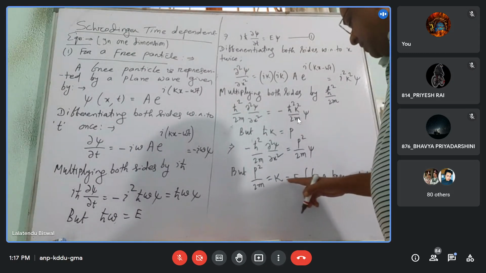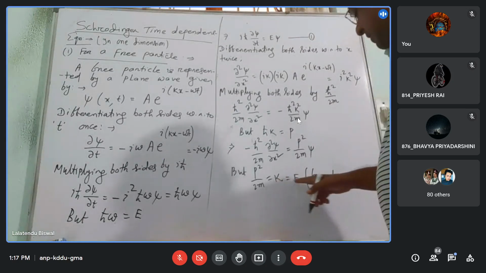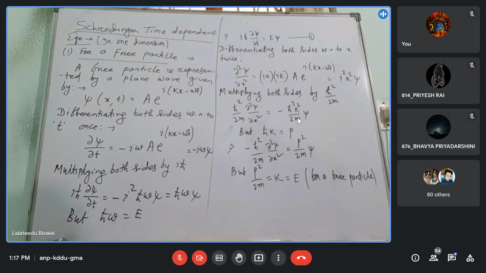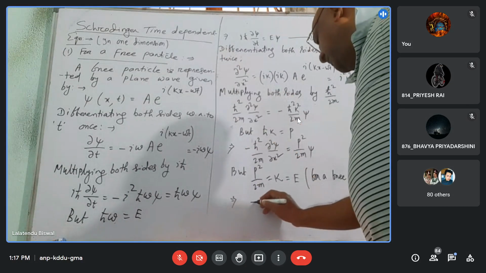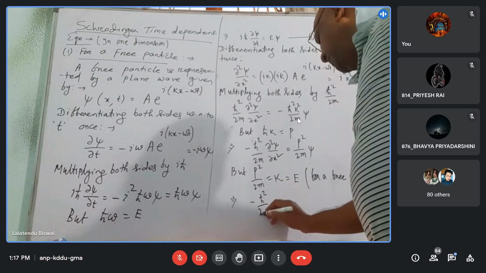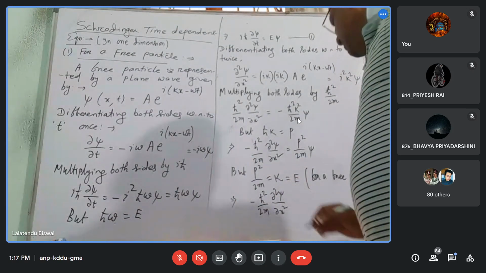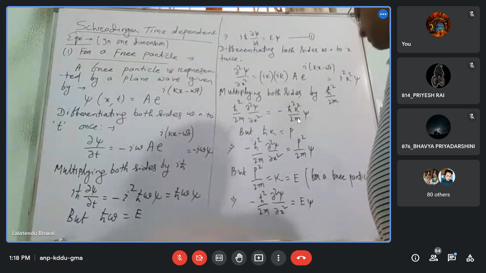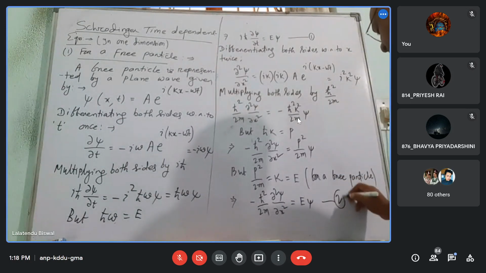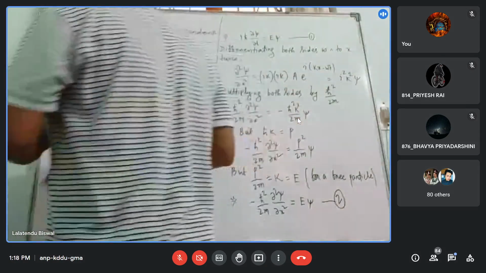If the particle were not free, then I would have written k as E minus V, where V is the potential energy. So for a free particle, minus ħ² by 2m del² psi by del x² is equal to E psi. This is equation 2. You compare 1 and 2, their RHS are the same.